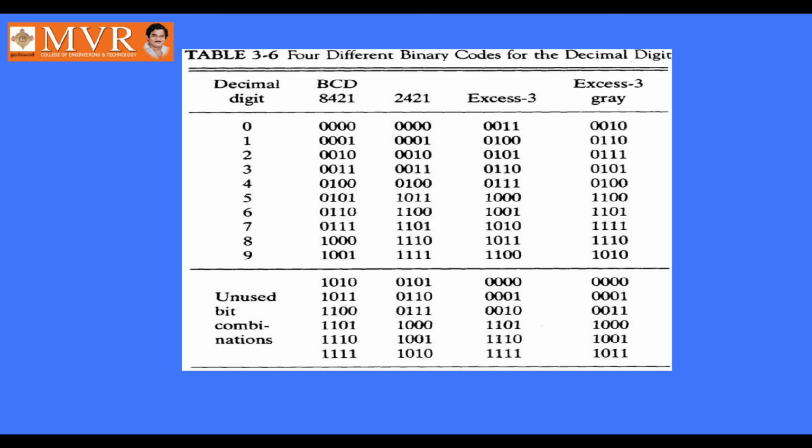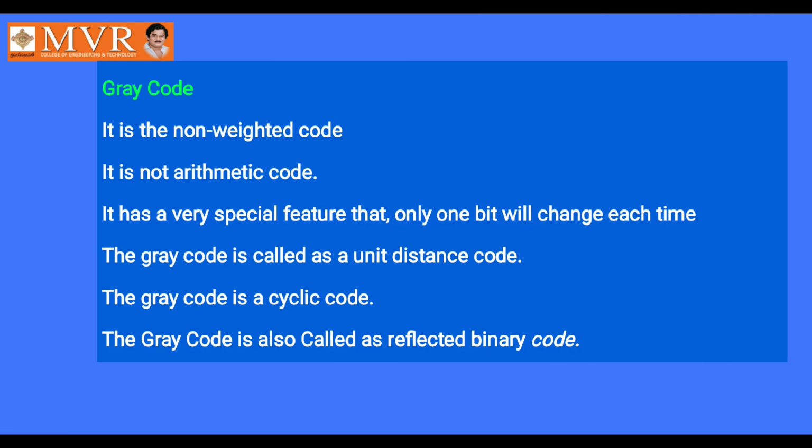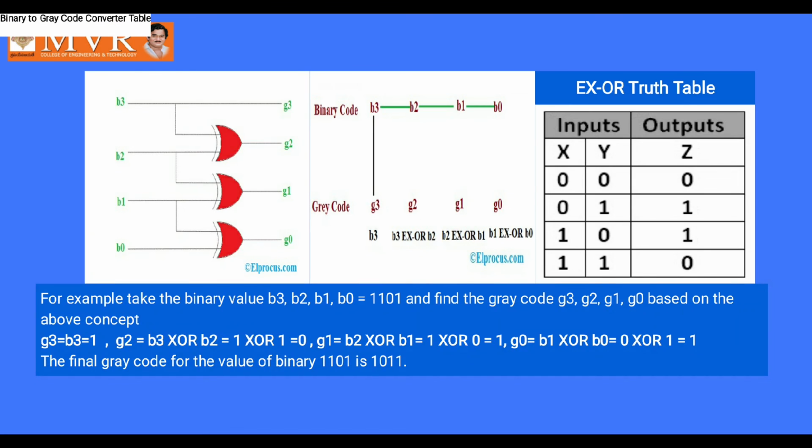Among the 4, 8421 and 2421 are called weighted codes. XS3 and gray code are called non-weighted codes. And 2421 and XS3 are considered self-complementary codes. Gray code is called reflection code, cyclic code, or, what you say, there is another name for gray code, unit distance code. It is a non-weighted, non-arithmetic, unit distance reflected cyclic code.